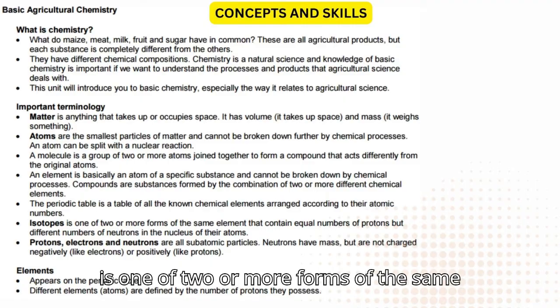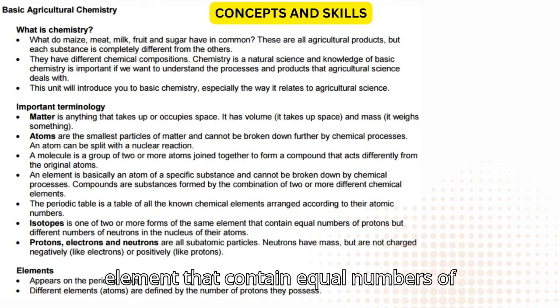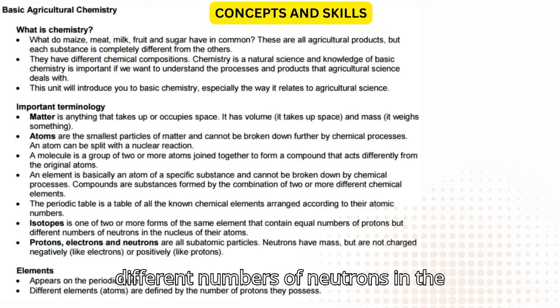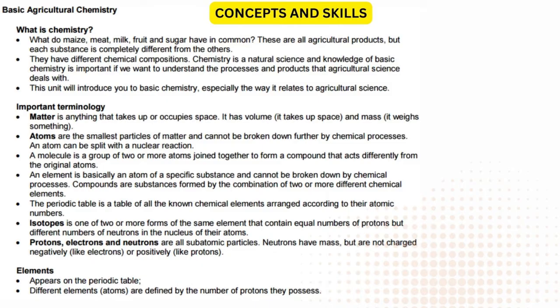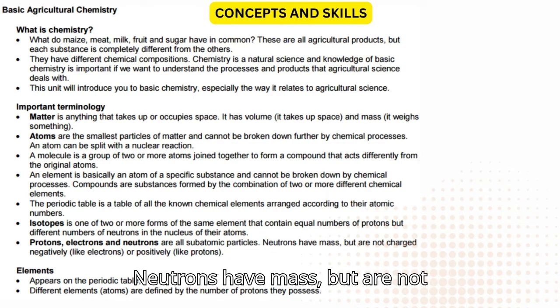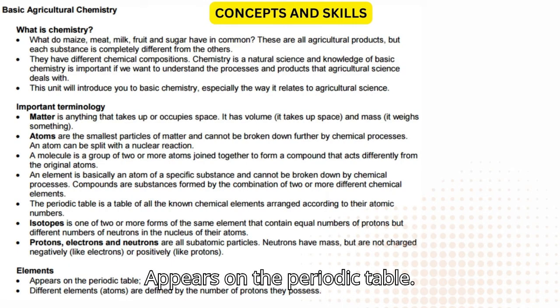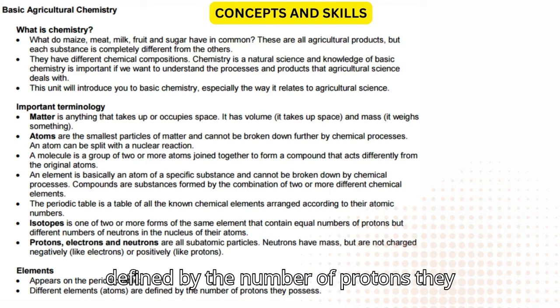An isotope is one of two or more forms of the same element that contain equal numbers of protons but different numbers of neutrons in the nucleus of their atoms. Protons, electrons and neutrons are all subatomic particles. Neutrons have mass, but are not charged negatively, like electrons, or positively, like protons. Elements appear on the periodic table. Different elements, atoms, are defined by the number of protons they possess.